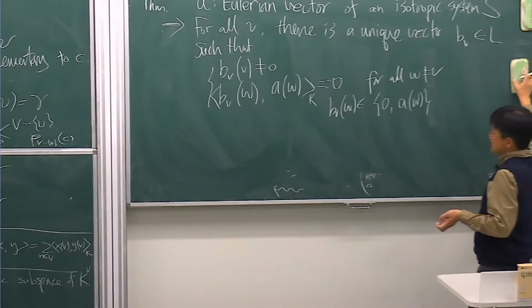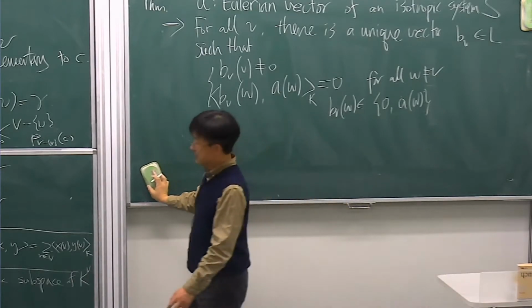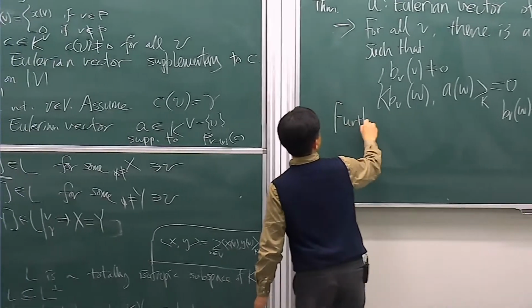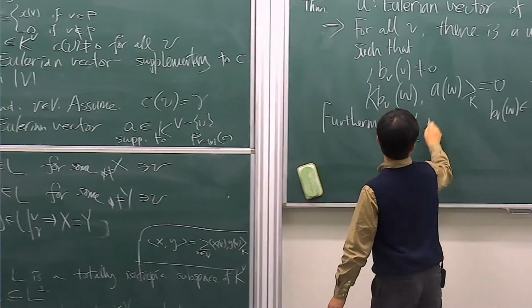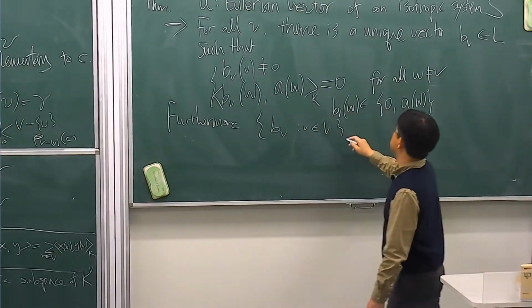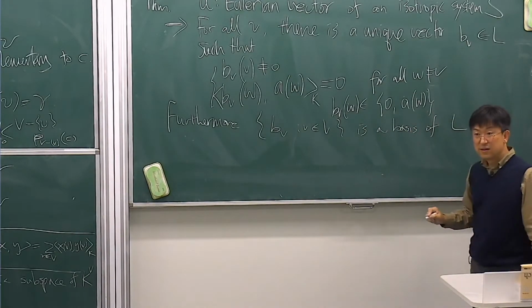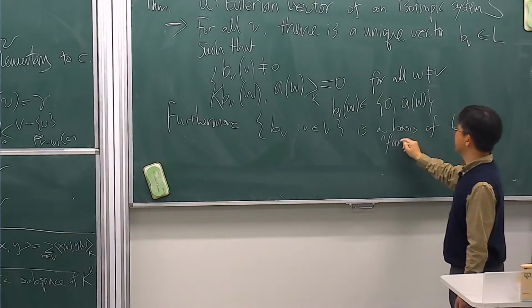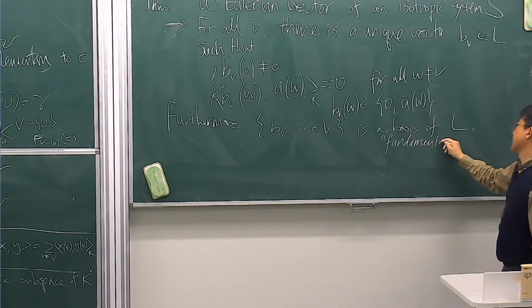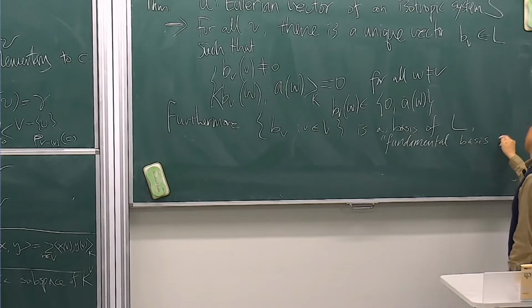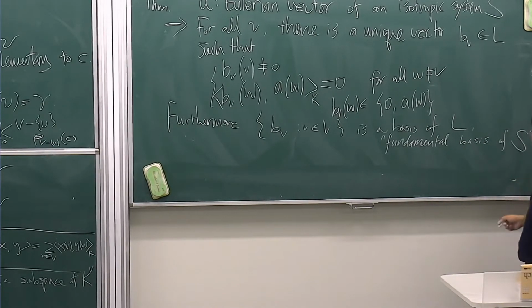So why is this interesting? And furthermore, when you collect these, this is a basis of L. So this is called the fundamental basis with respect to Eulerian vector A. So if I choose an Eulerian vector, I have a unique choice of vectors.